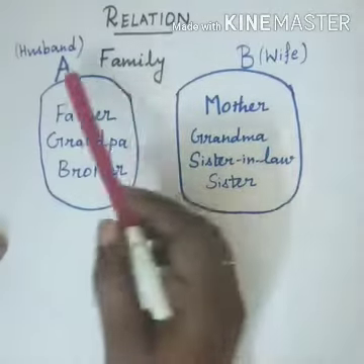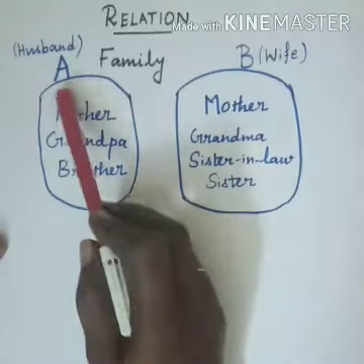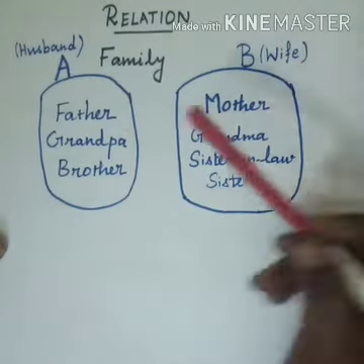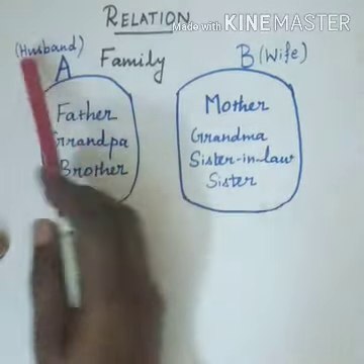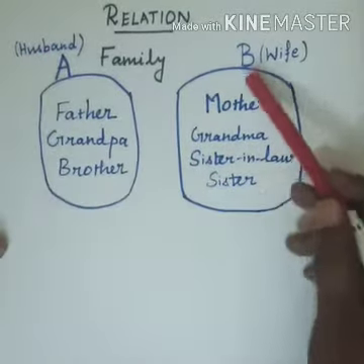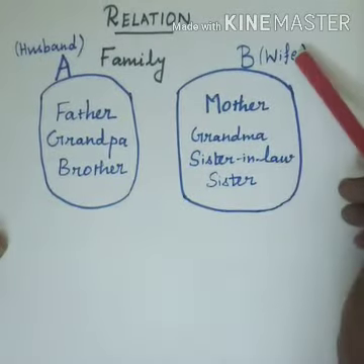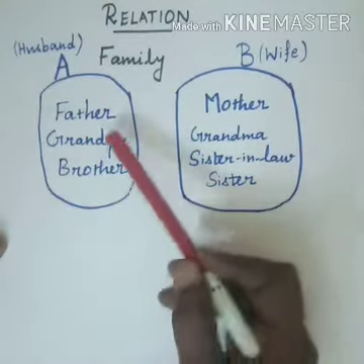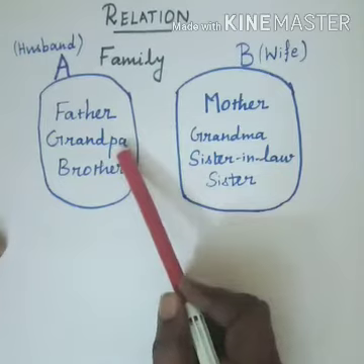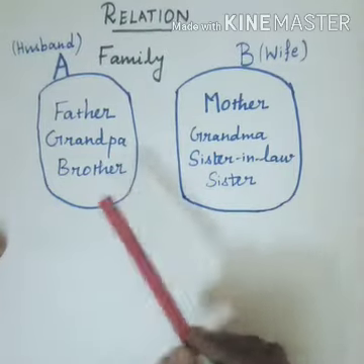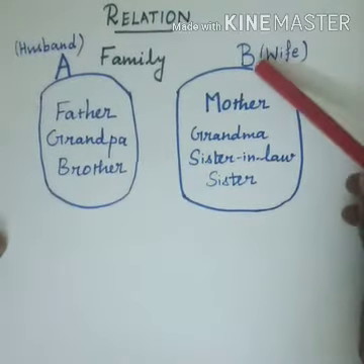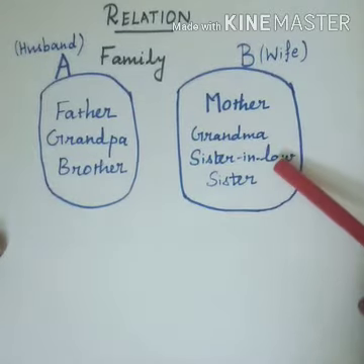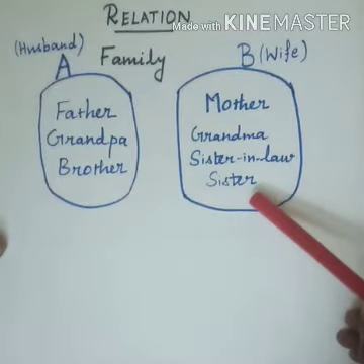Now, I have two groups in my family. One is group A and another one is group B. Group A contains the names of husband and group B contains the names of wives. The members of group A are father, grandpa and brother. The members of group B are mother, grandma, sister-in-law and sister.